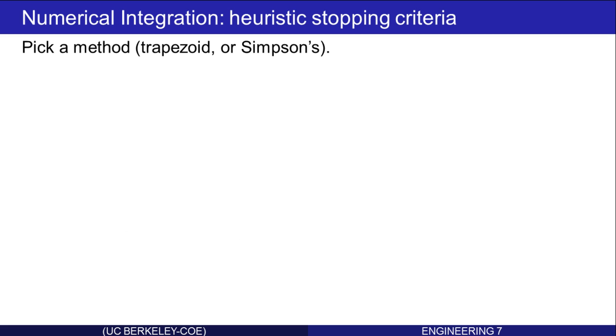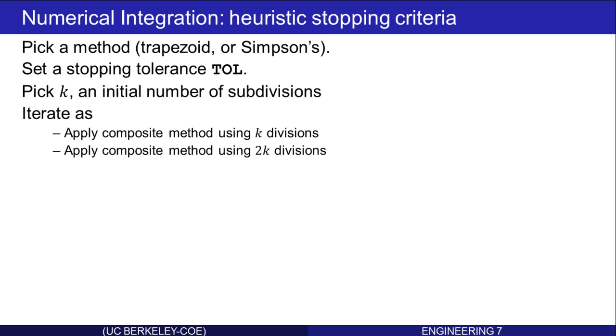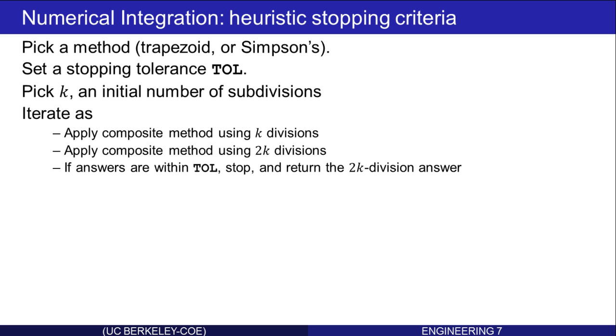So you first pick a method, trapezoid or Simpson's, and set some sort of stopping tolerance for accuracy. Then pick k, the initial number of subdivisions, and iterate as follows. Apply the composite method using k divisions, and then also apply the composite method using 2k divisions. If the answers are within tol of one another, in other words, when you doubled the number of divisions, the result from the integration essentially came back the same, then stop and return the 2k division answer.